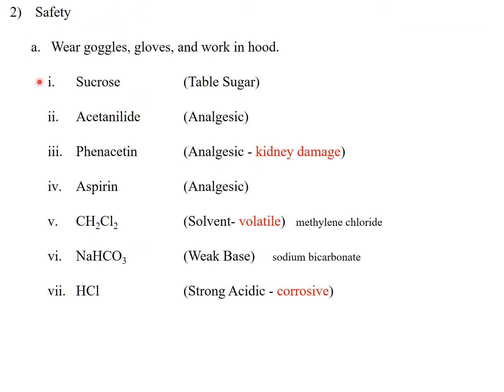Let's look at some safety. We're going to always wear gloves, goggles, and work in the hood. One of the components of panacetin is sucrose, which is table sugar. Another component is aspirin. And then one of these 2 components, acetanilide or phenacetin. It turns out acetanilide is pretty benign, but phenacetin, through studies, they found out that it causes kidney damage. So current versions of panacetin are not made with phenacetin. Also, we're going to be working with methylene chloride, sodium bicarbonate, and HCl, hydrochloric acid.